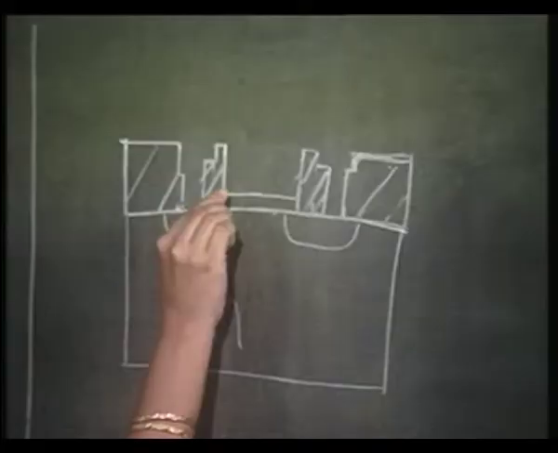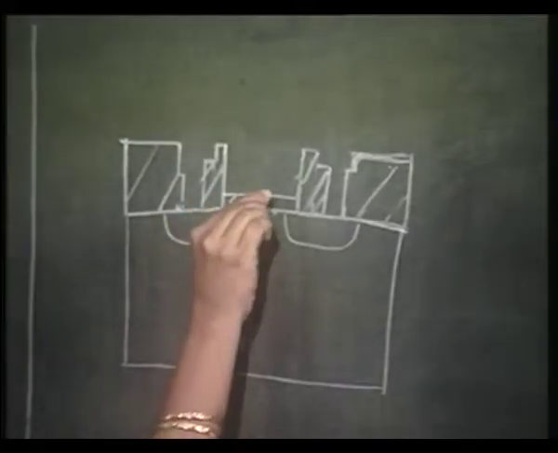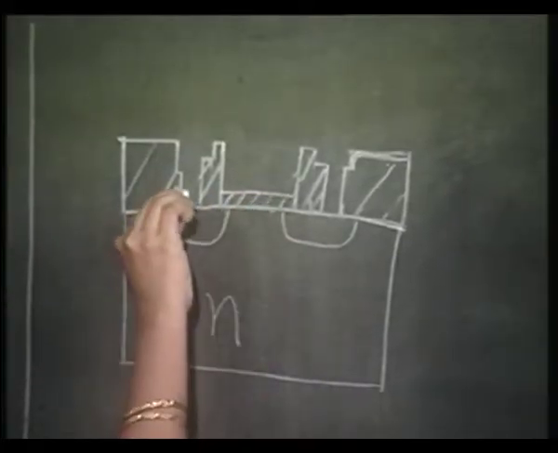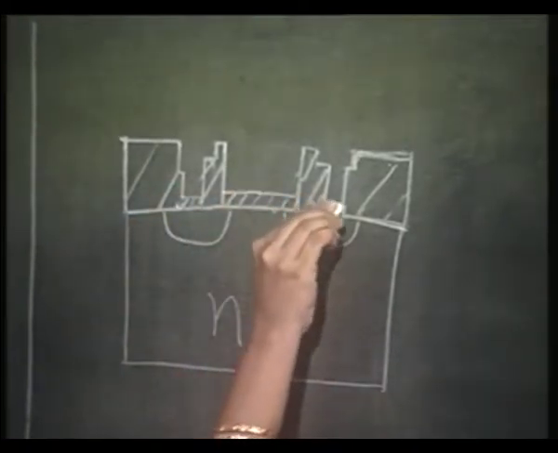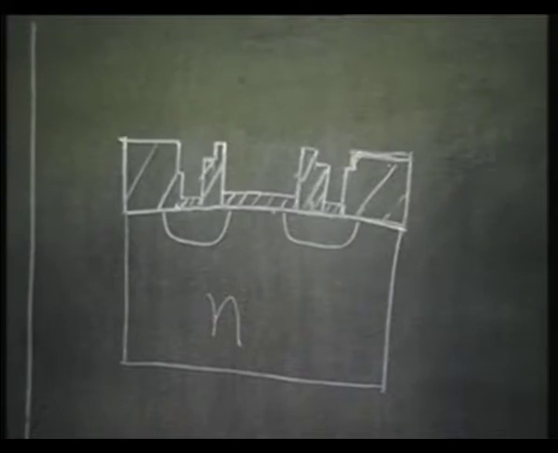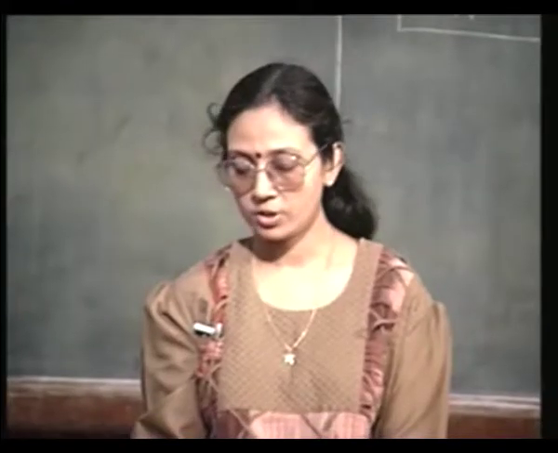Okay. So, that is your next step. You grow a thin oxide over the gate. When you are doing that, you also have a thin oxide grown over these contact regions. So, that is your step number 5, gate oxidation.